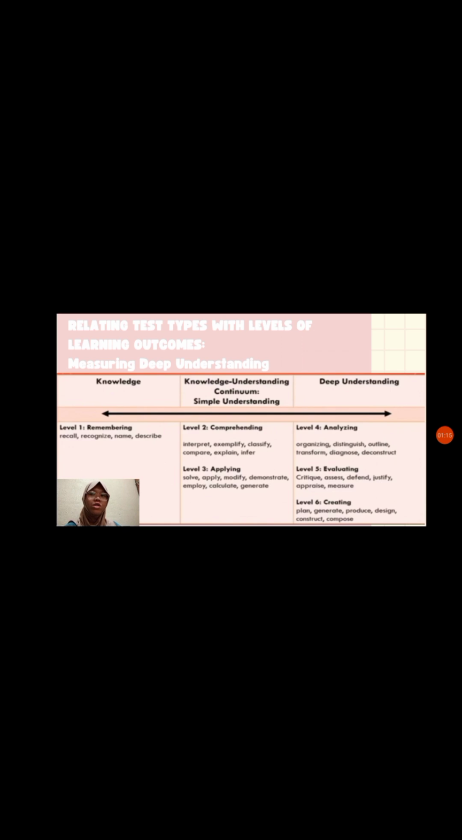Knowledge and simple understanding involve three cognitive levels. As you can see, we have level 1, remembering, level 2, comprehending, and level 3, applying, referring to the lower order thinking skills. While deep understanding requires three higher cognitive skills: level 4, analyzing, level 5, evaluating, and level 6, creating.